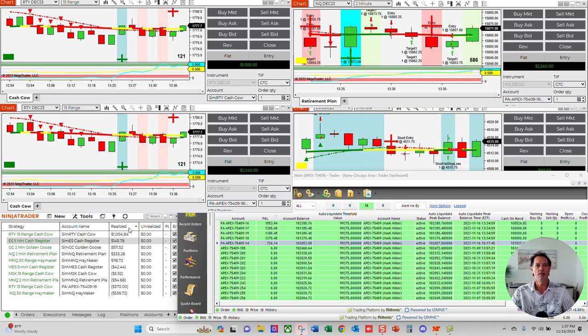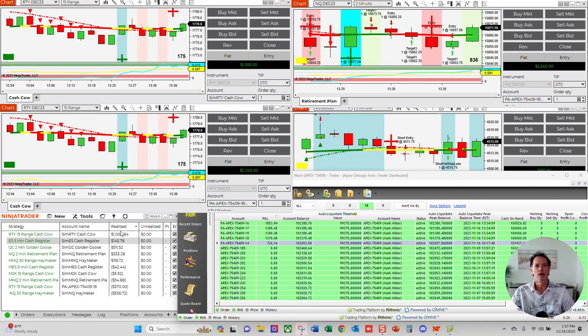This is the NinjaTrader 8 Control Center. These are the Rightline Trading strategies that we send to our clients. They're fully automated strategies, so all you do is enable them, and they do all the work for you. They do the buying and the selling.